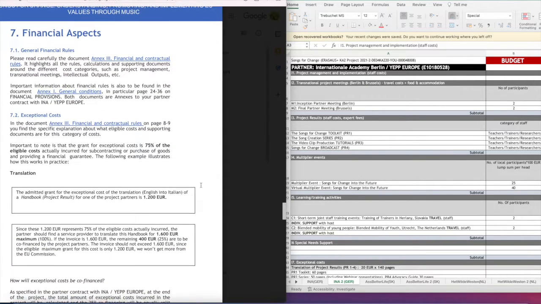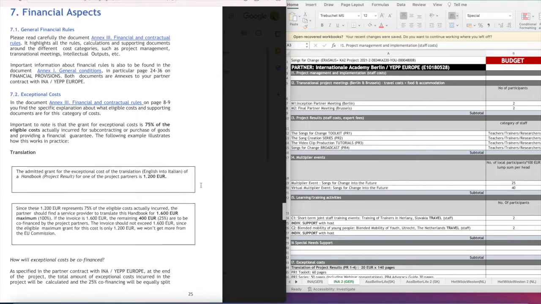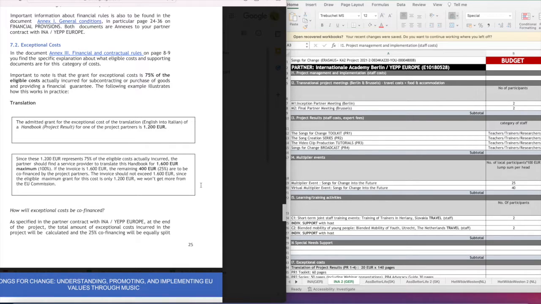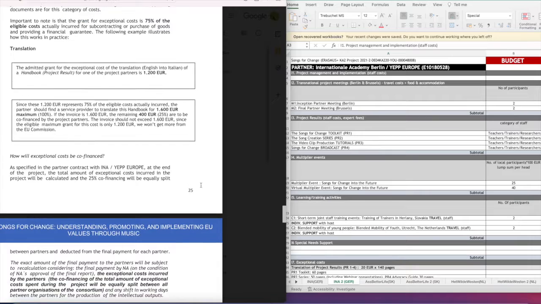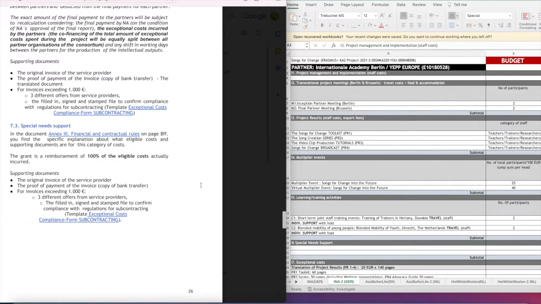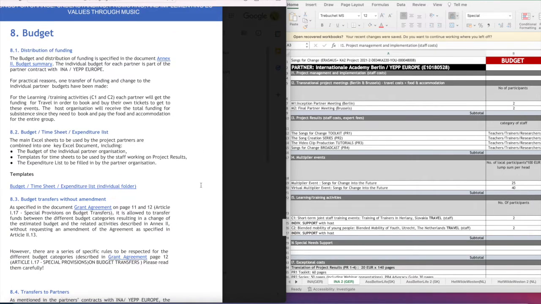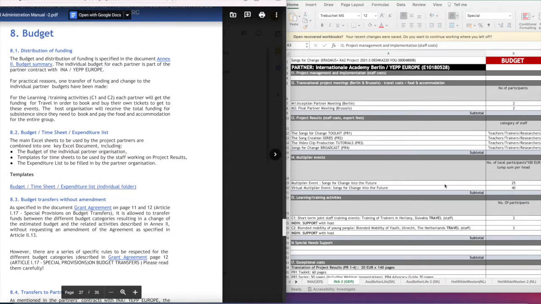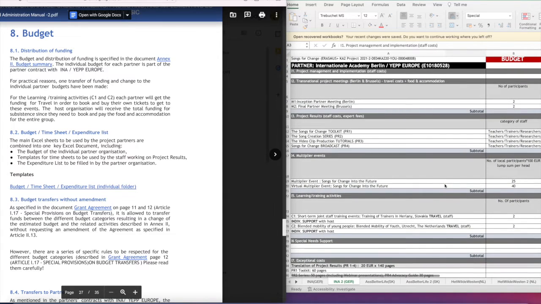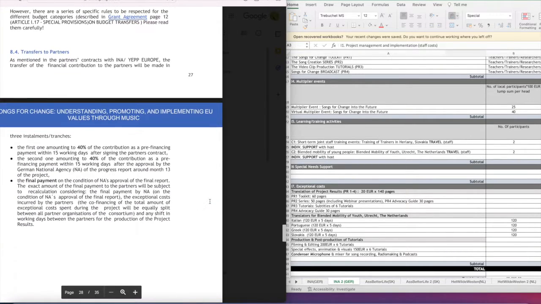Then you have general financial aspects: the key documents, where to find rules, specific rules around, for example, exceptional costs or other cost categories which are a little bit different to others, and then also special needs support and information about the budget, which you can see here on the right. This is a budget of the International Academy, which is our organization, and later we also dive into this budget a little bit deeper, and then you have the reporting at the end.